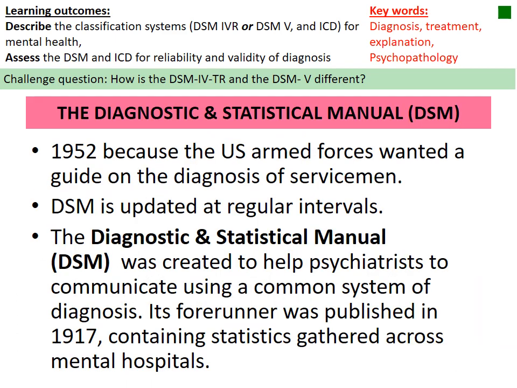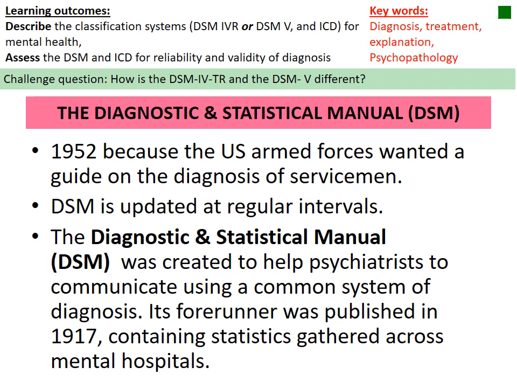The first DSM was published in 1952 because the US Armed Forces wanted a guide on the diagnosis of servicemen. The first version had ideas that would be shocking today. Infamously, homosexuality was listed as a sociopathic personality disorder in the DSM-1 and 2 and remained so until 1973. Because our understanding of mental health is evolving, the DSM is updated at regular intervals, and in each revision, mental disorders that are no longer considered valid are removed, while newly defined disorders are added.